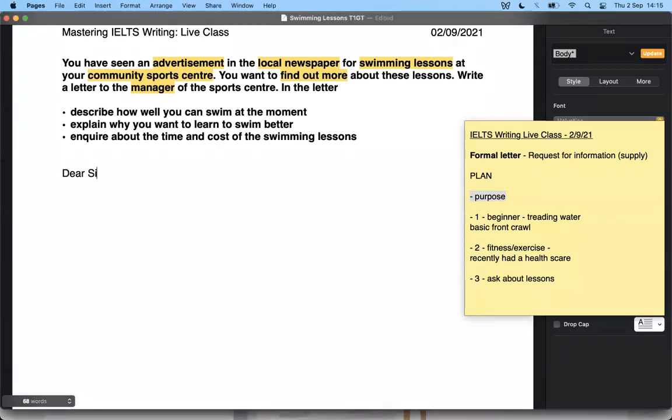So we're just going to say, Dear Sir or Madam, and we have the comma. Make sure you have the comma there, quite important. And then we start with a purpose sentence. Now, this is one of the most important sentences in the letter. You want to make it very clear at the beginning why you are writing to whoever you're writing to. So how can we start a formal request letter?